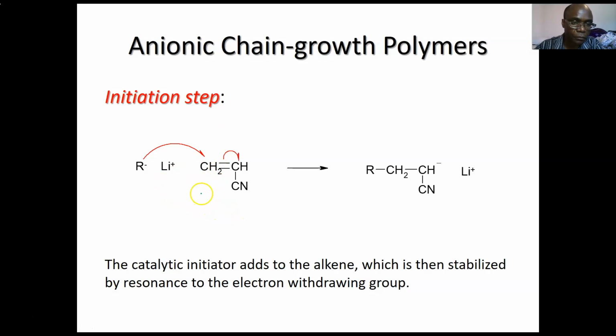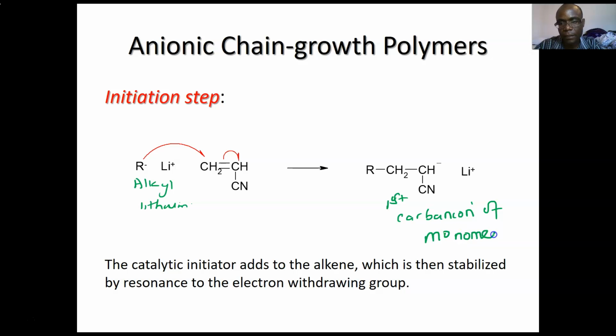So the alkyl lithium is right here. You need it to start the process to make the first carbanion of your monomer. You'll need the organometallic alkyl lithium. So let's say, for example, you have CH3Li. That can be written as CH3 with a lone pair and negative charge, and Li plus. So this R group is an alkyl group with a lone pair and negative charge.